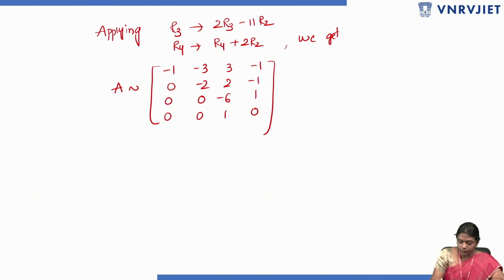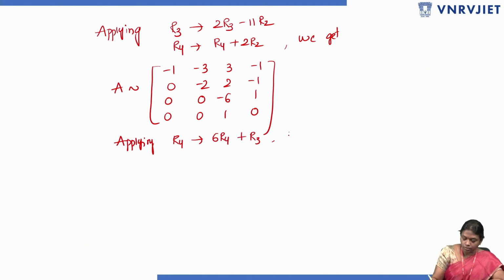Now with the help of this R3 element, I need to make the element below equal to 0. Now what is the operation I need to implement here? Here in R3 you are having 6, and here you are having 1. Now R4 tends to R4 plus R3. We get, now this is approximately equal to, I am implementing the fourth row here. So I am writing the above three rows as it is. 0, minus 2, 2, minus 1, 0, 0, minus 6, 1.